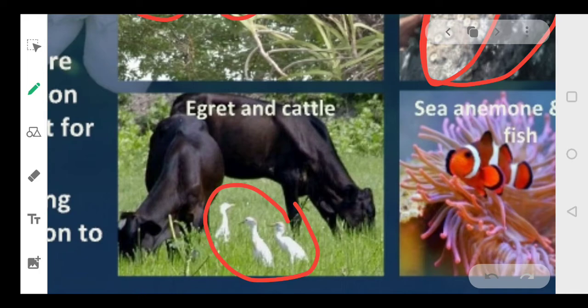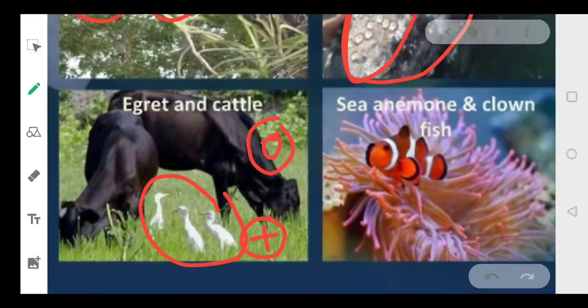And these egrets will trap those insects. So it becomes very easy for them to trap those insects which are otherwise unavailable, which they otherwise cannot observe in the grass. So from this, the egrets derive benefit, while the cattle remain unaffected. So no effect on the cattle.